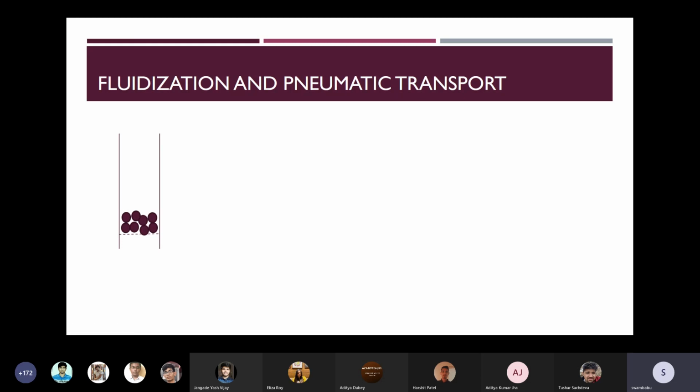Let's say there is a cylindrical pipe where we have a porous support plate, on which these particles are resting. When the particles are stationary, like a bed of particles lying on a stationary plate, such a bed is called a packed bed.